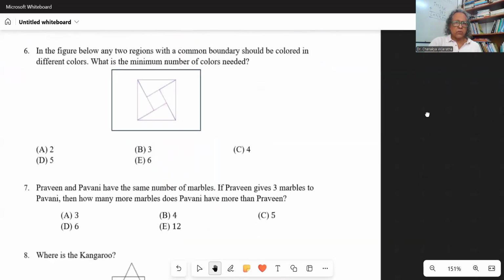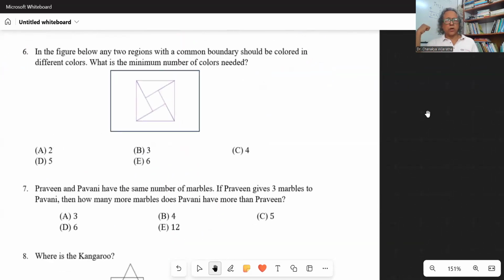In the figure below, any two regions with a common boundary should be colored in different colors. What is the minimum number of colors needed? So this is like coloring a map. And you know that when you color a map, you want to minimize the number of colors. So what you do is that if two countries have the same border, then we use different colors.